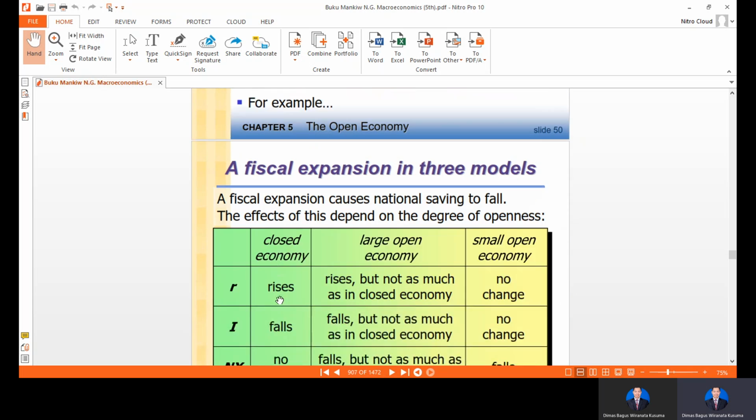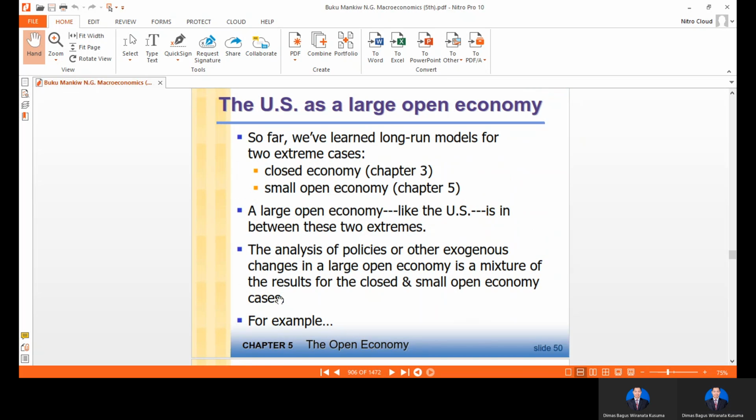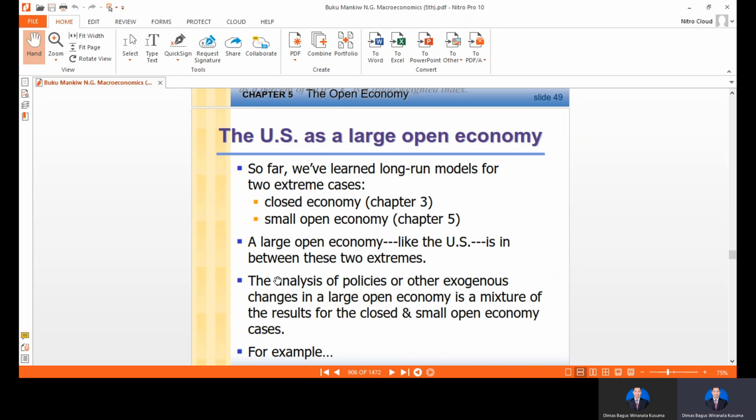Sisters and brothers, I just want to conclude. So far, we have learned the long-run model for two cases, the closed economy and the small open economy. So we have two types of countries, closed, and open but small. And we also have the large open economy like the US. It is in between these two extremes.